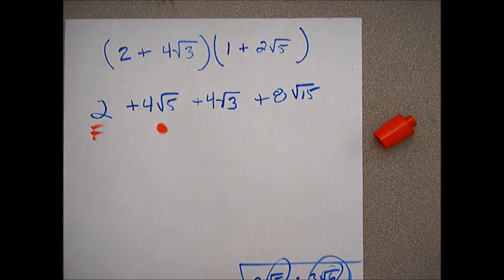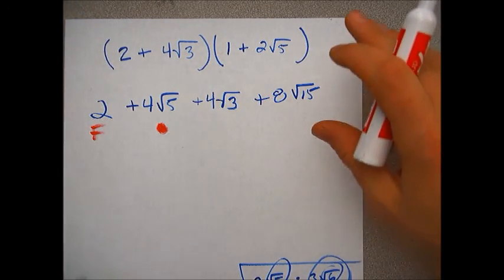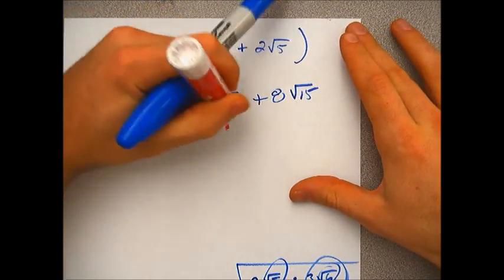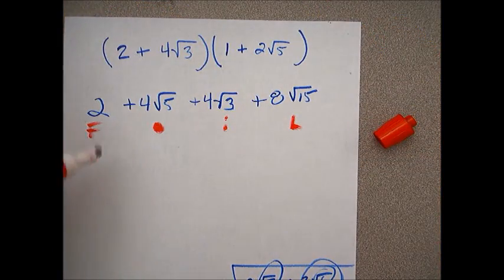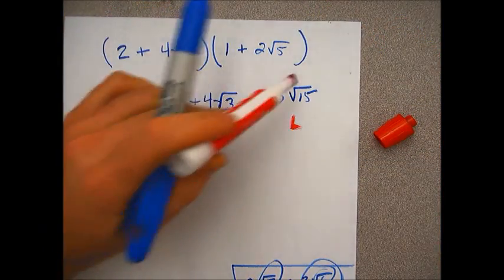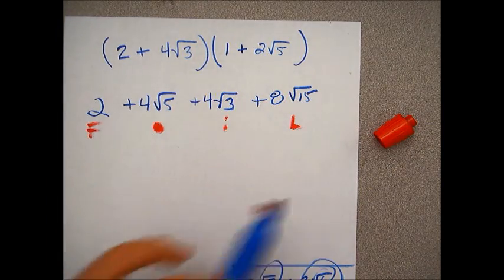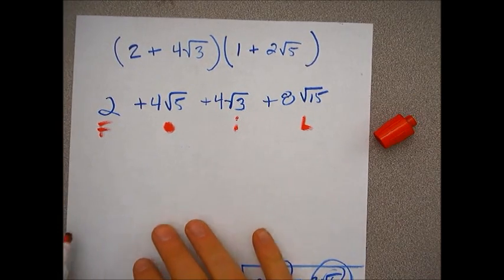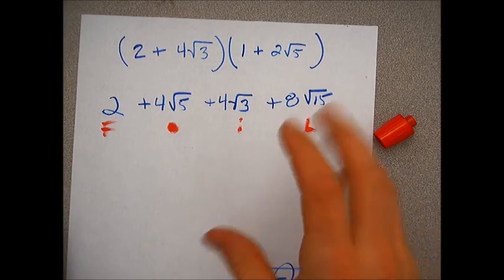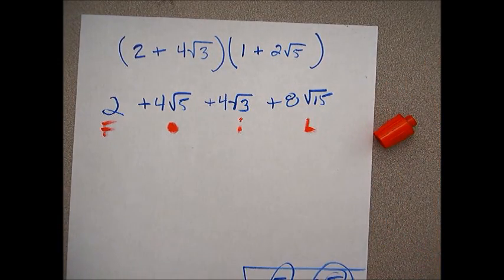Now I look at these and say, is there anything I can combine? Well, what do I need to combine? In order to add and subtract, I need the same index number, and I need the same number underneath. And I do not see the same number underneath anywhere. Now, in some of these problems you will see the same numbers underneath, at which point you then can combine them by adding or subtracting.